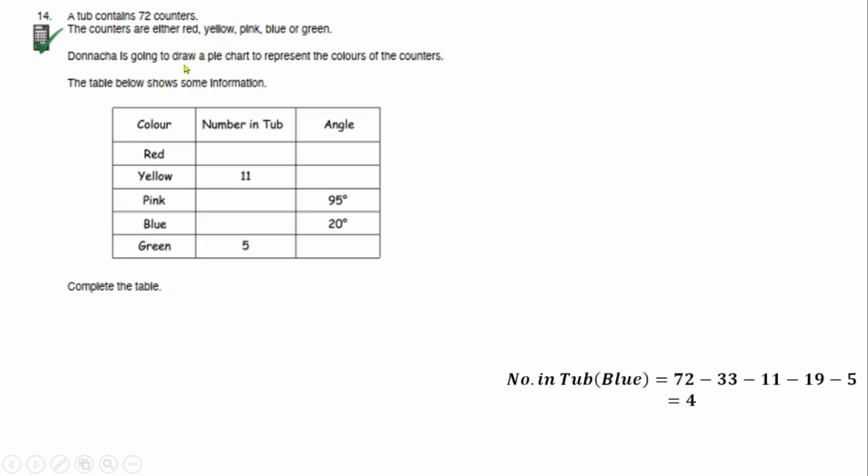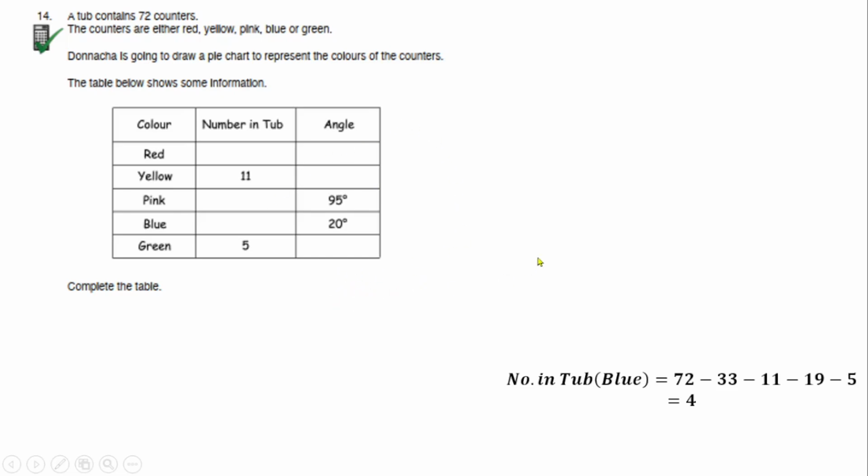Donacher is going to draw a pie chart to represent the colors of the counters. The table below shows the information, so you have to complete the table. Somebody wants to use this table to draw a pie chart, and they want us to help complete the table before he draws the pie chart. So we have the colors, the number in the tub, and the angle, which is the sectorial angle. But some of the values for the number in the tub are missing, and the sectorial angle as well.